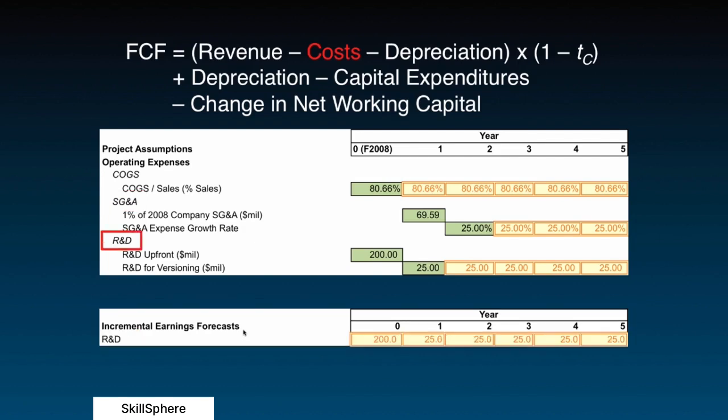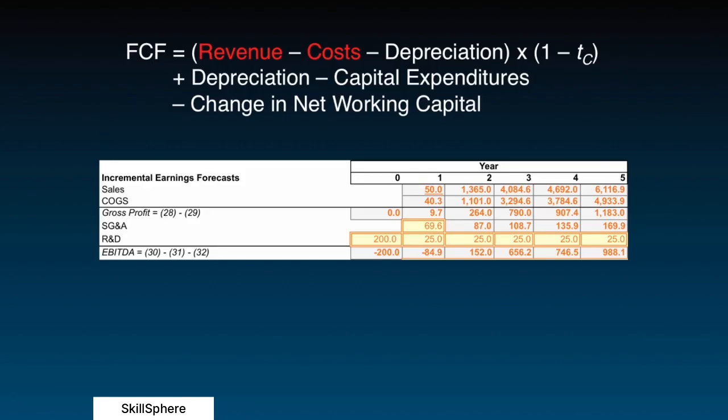Finally, moving on to R&D, there's really not much to do here because I've assumed dollar forecasts both for the upfront R&D necessary to get the project off the ground, as well as the subsequent R&D required for any versioning. So here are our R&D dollar forecasts.